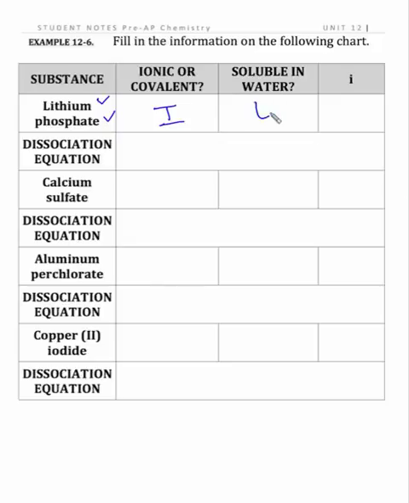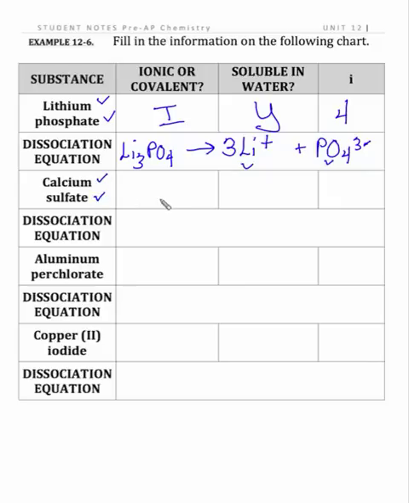Is it soluble in water? If you look at your solubility rules, the answer is yes. It is soluble in water. All group 1 salts are soluble without exception. So let's do our dissociation. It's Li3PO4 because the phosphate is 3-. That would free up 3 independent lithium ions and 1 phosphate ion. And so i would be equal to 4, the 3 lithiums plus the 1 phosphate.